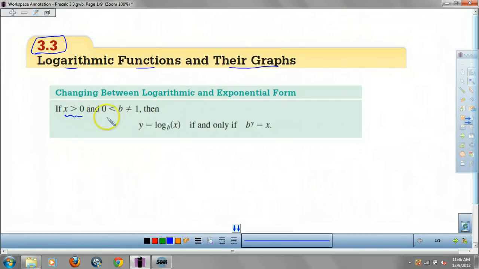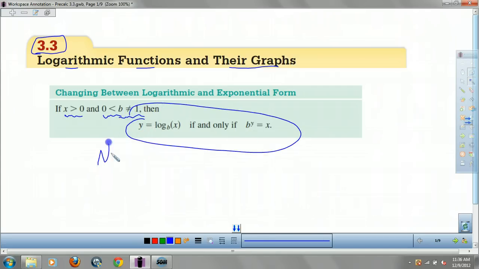If x is greater than 0, b is greater than 0, and b is not equal to 1, then this right here is the noteworthy part, guys.